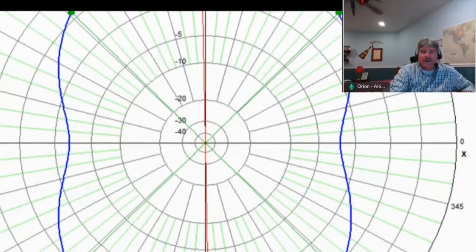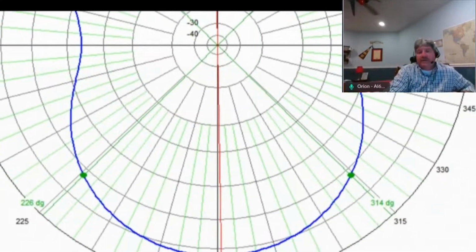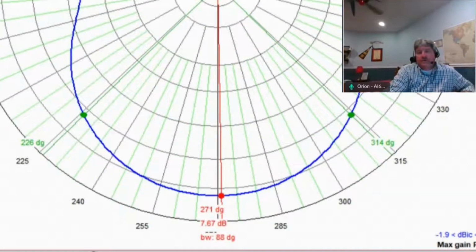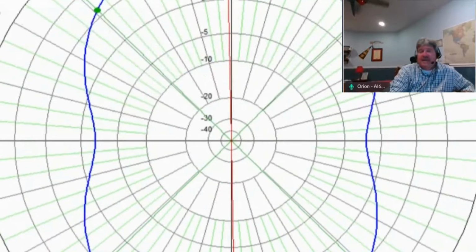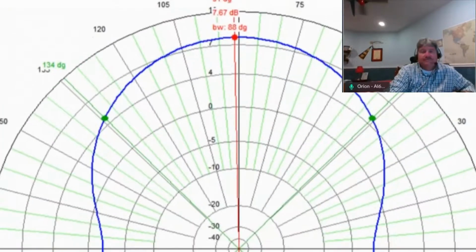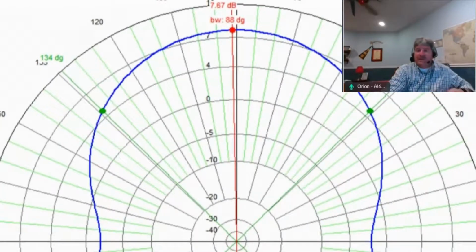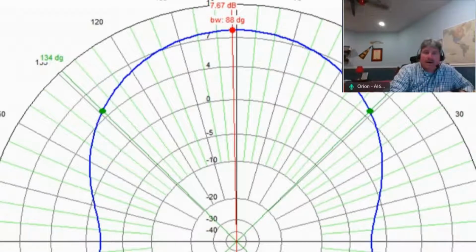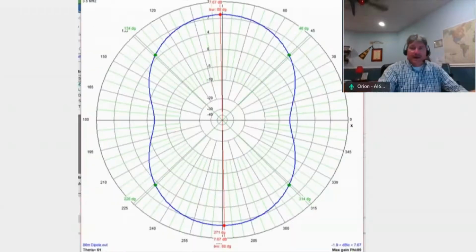And again, we can also see now what happens on the backside of our antenna. Here it shows the maximum gain on the backside, same gain, but it's at 271 degrees from the broadside of our antenna. And the beam width is 88 degrees, same as the front. So that's the horizontal pattern. That'd be like taking a slice in the horizontal plane of your antenna. That is the horizontal and vertical graphs of the antenna.